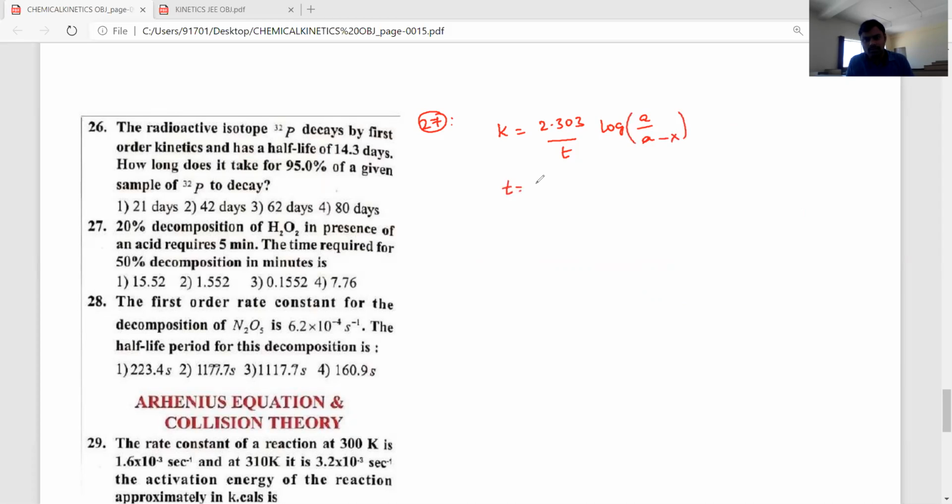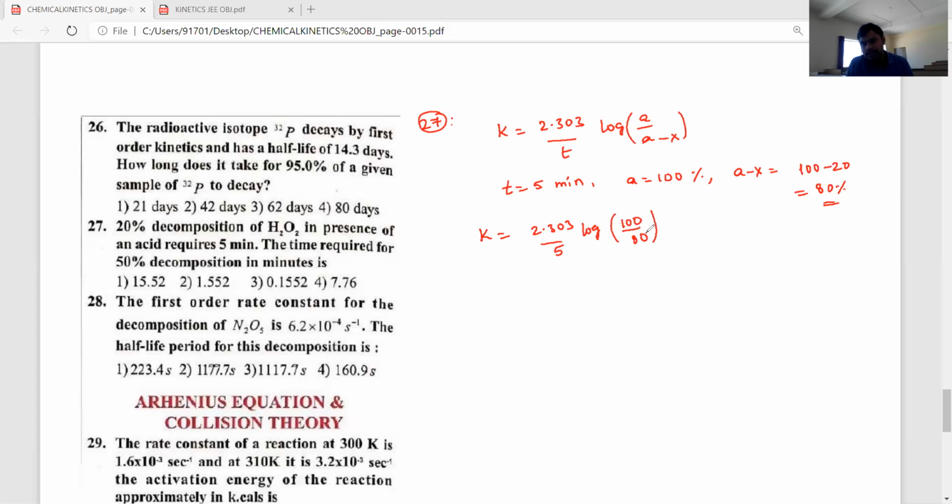Now T is equal to 5 minutes. At that 5 minutes time, 20 percent of H2O2 is decomposed. A is equal to 100 percent. Then A minus X is equal to 100 minus 20, which is 80 percent, meaning the final reactant concentration is 80 percent. At that condition, K is equal to 2.303 by 5 into log 100 by 80.